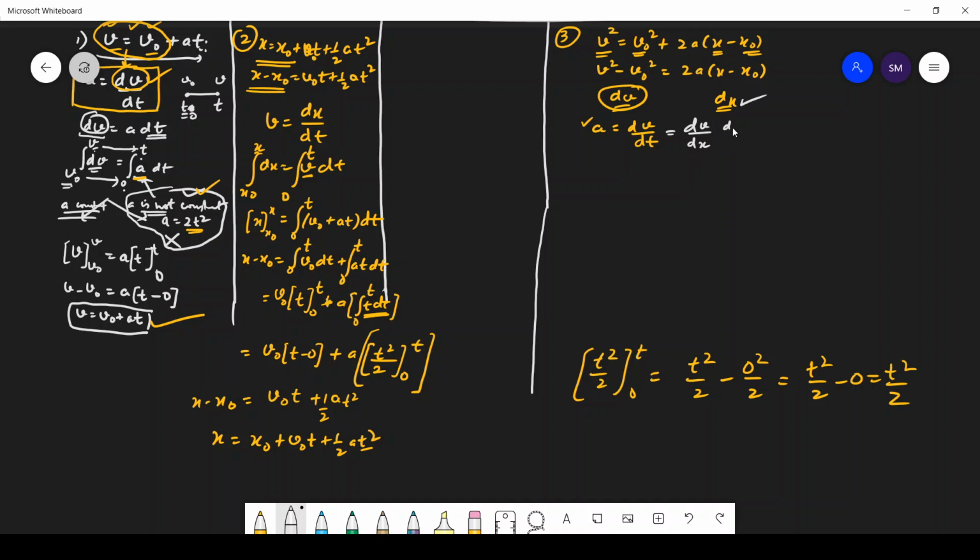So that's dx by dt. So students, this is the chain rule. We do it in differentiation. When we learn differentiation, this is one of the rules, the chain rule, okay? So now you have dv also and you have dx also, okay?